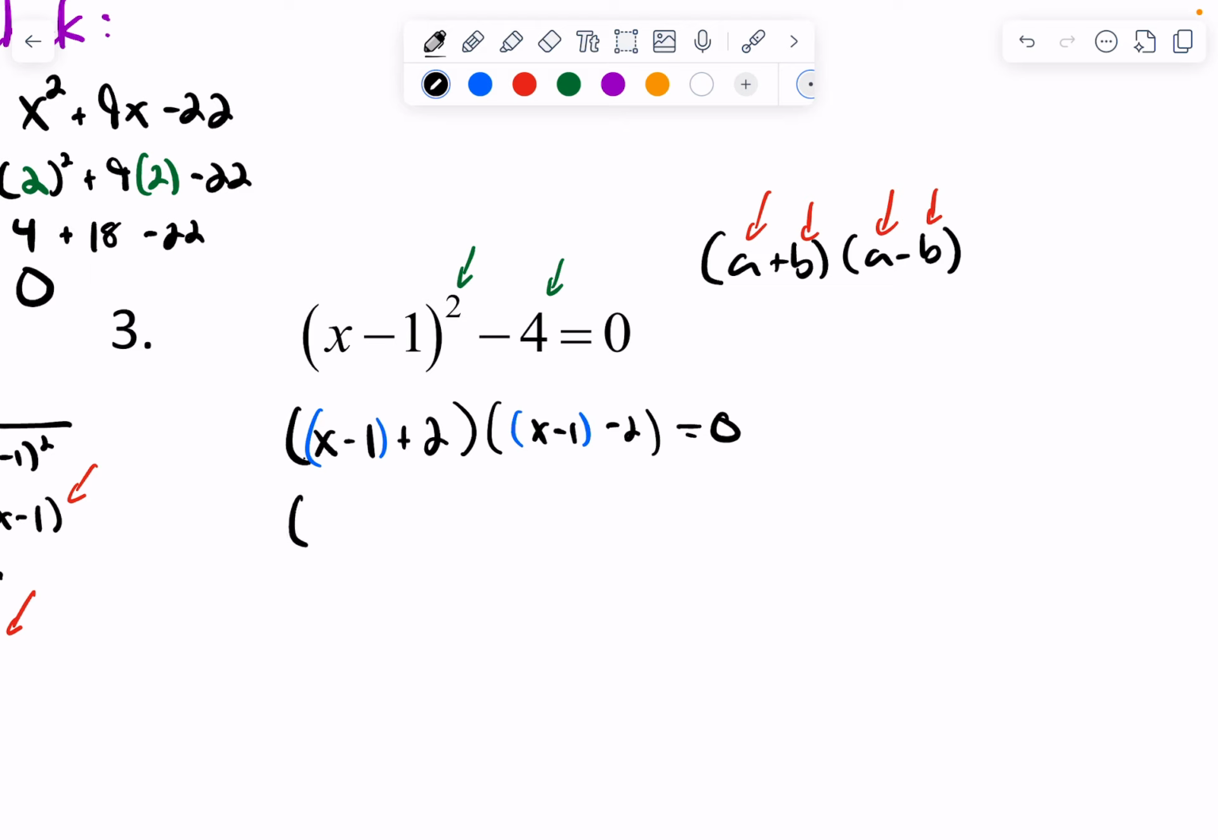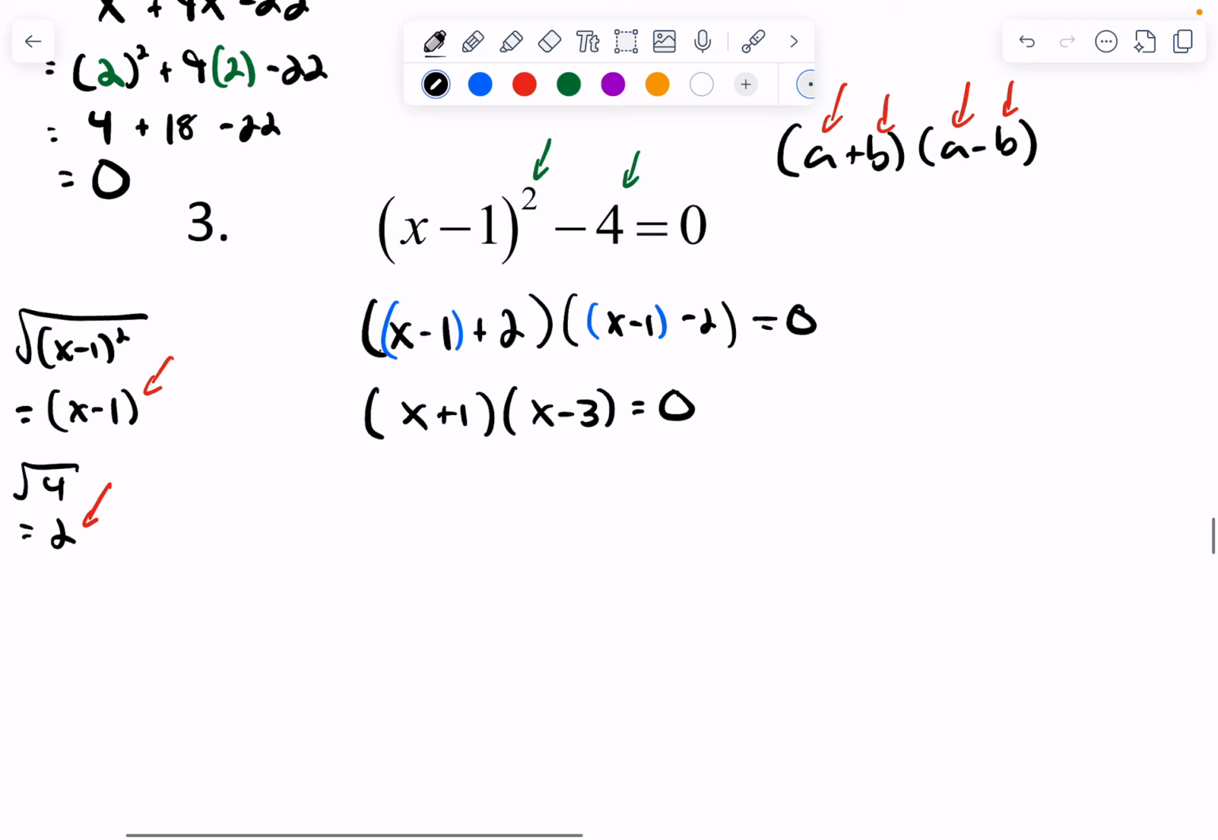And if you collect like terms, you would get x plus 1. And then on the second one, you would get x minus 3. And again, this is equal to 0. So take your two brackets. Here you have x plus 1 equaling 0, and then over here, you have x minus 3 equals 0.